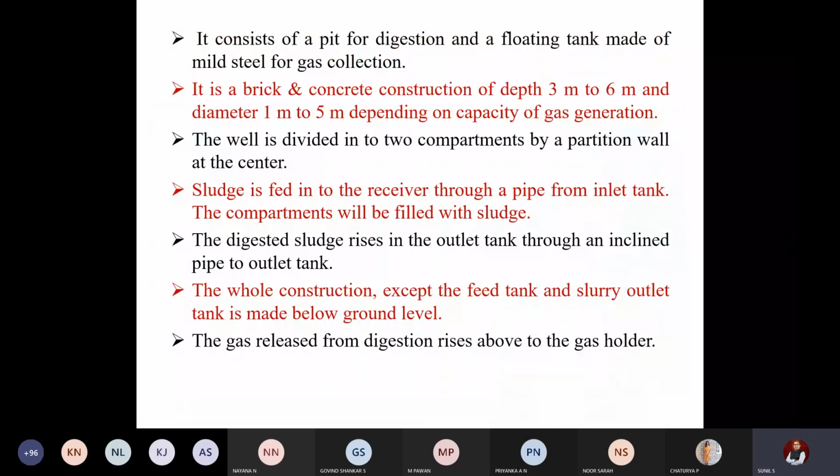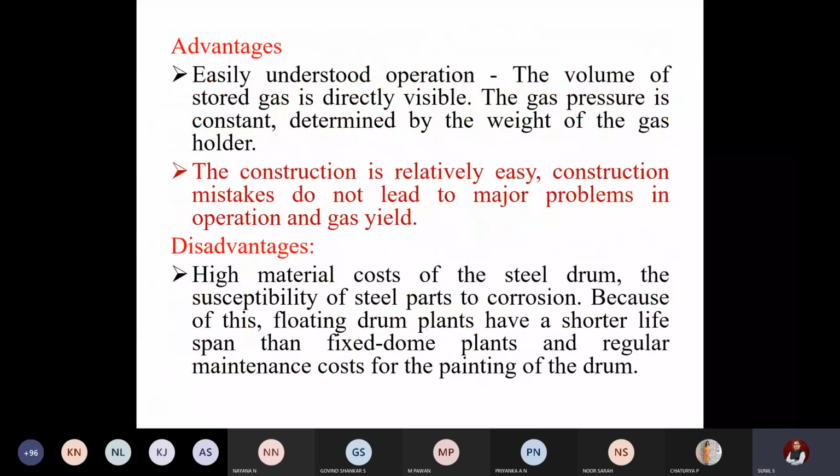I think it is done. I have explained the same topic here. So what are the advantages of this Indian design? You can easily understand the principle of operation. The volume of stored gas is directly visible as the drum floats. Based on the height, you can calculate the amount of gas that is stored.